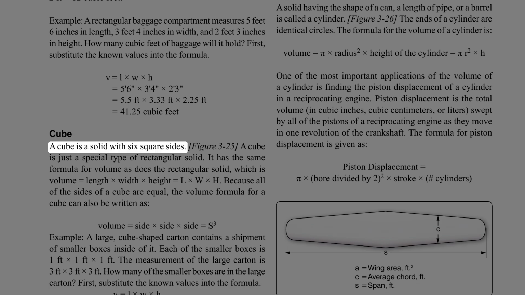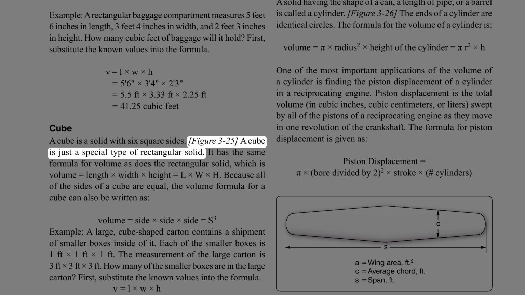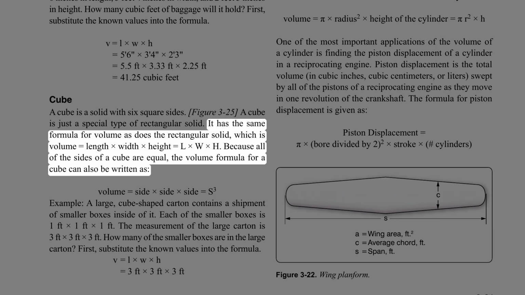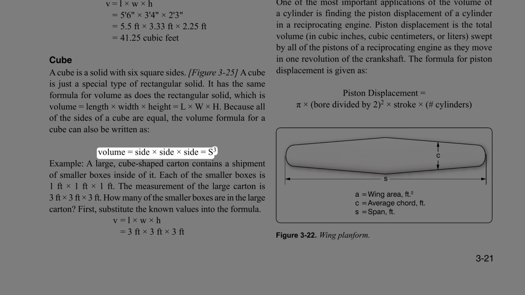Cube. A cube is a solid with 6 square sides. Figure 3-25. A cube is just a special type of rectangular solid. It has the same formula for volume as does the rectangular solid, which is volume equals length times width times height equals L times W times H because all of the sides of a cube are equal. The volume formula for a cube can also be written as volume equals side times side times side equals S cubed.